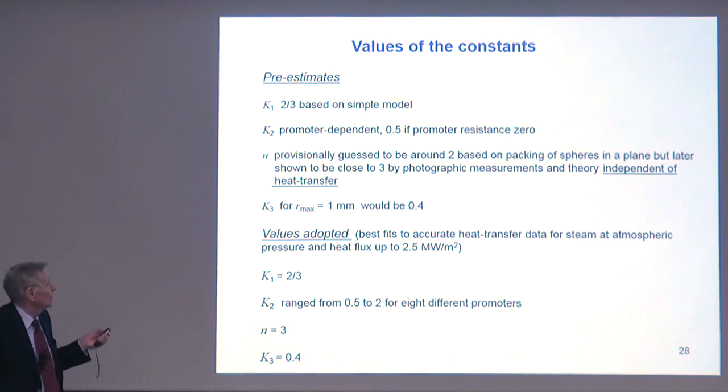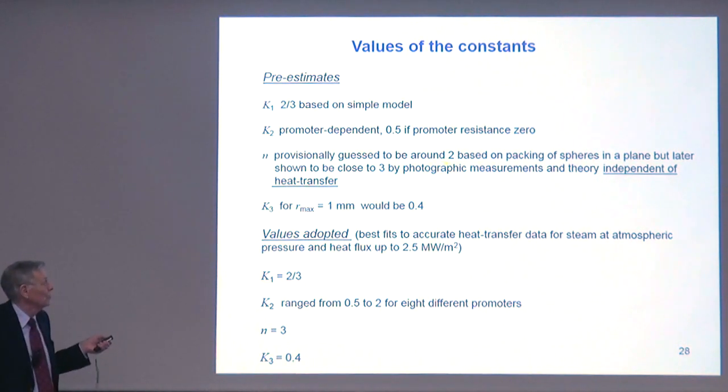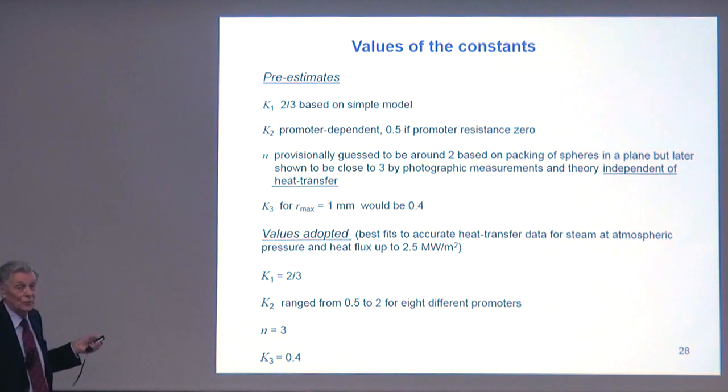I jumped ahead of myself here. If we look at these, these were the pre-estimates. The constant K1, based on that simple model, would have been 2/3. K2 would be dependent on the promoter, but if the promoter resistance was 0, it would be 0.5. For n, Lefebvre, based on his theories of packing of circles on a plane, thought it ought to be around 2, but he wasn't sure. When we did the curve fitting, we found it was 3, was much better.